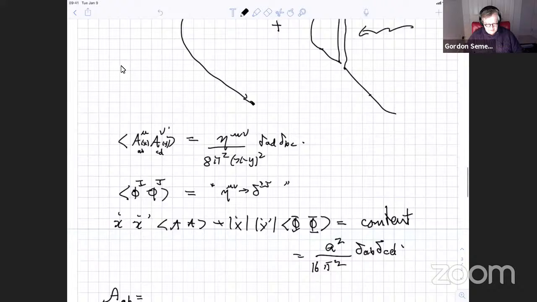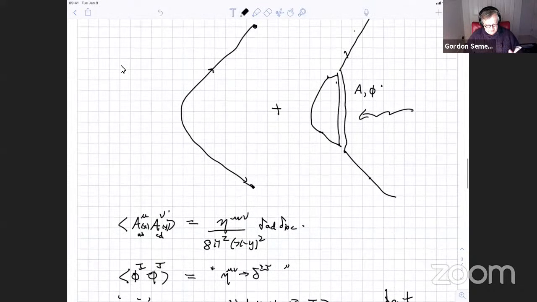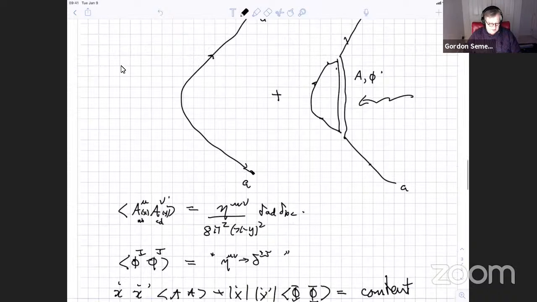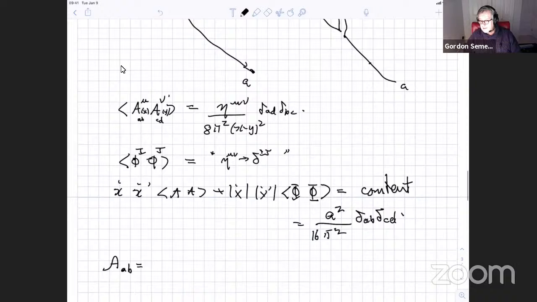Well, this conserves global color. So you had color A coming in here. They follow the color line, it's conserved. Here also, if you follow the line, it's conserved. And then there's color circulating around this index loop. So that'll just give a factor of N, which is in fact needed in the large N expansion.